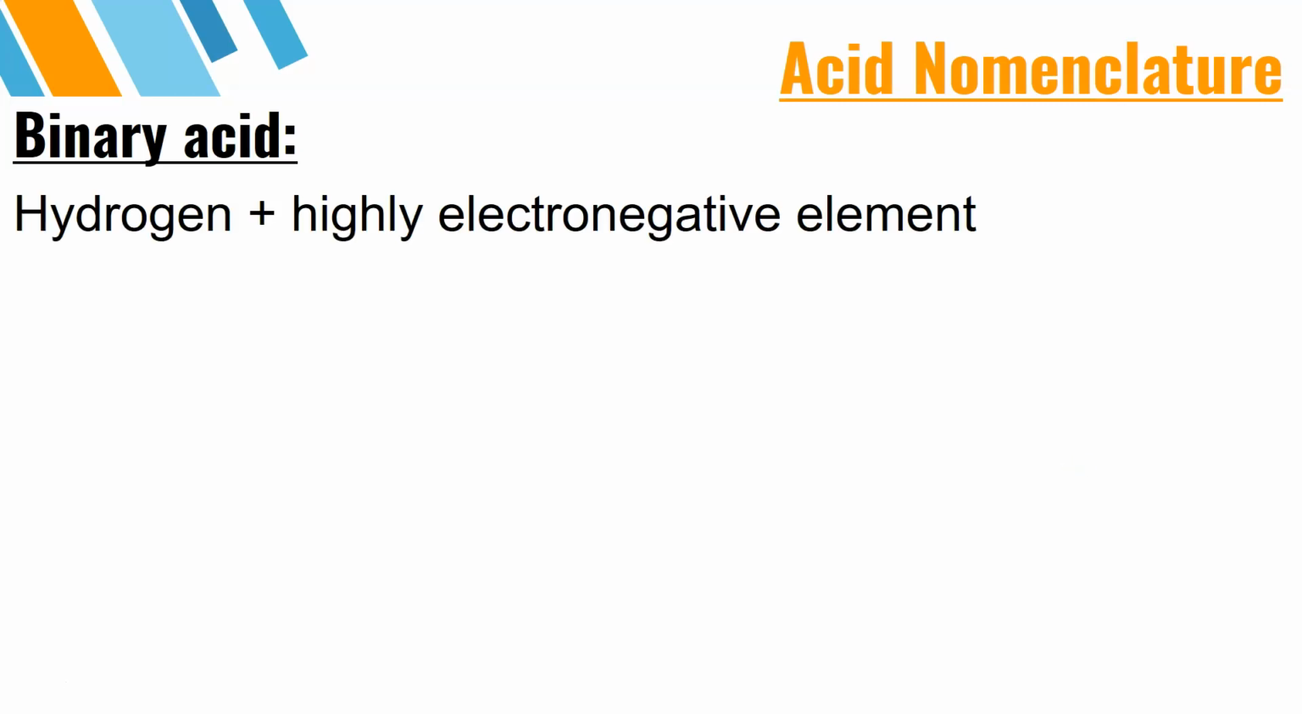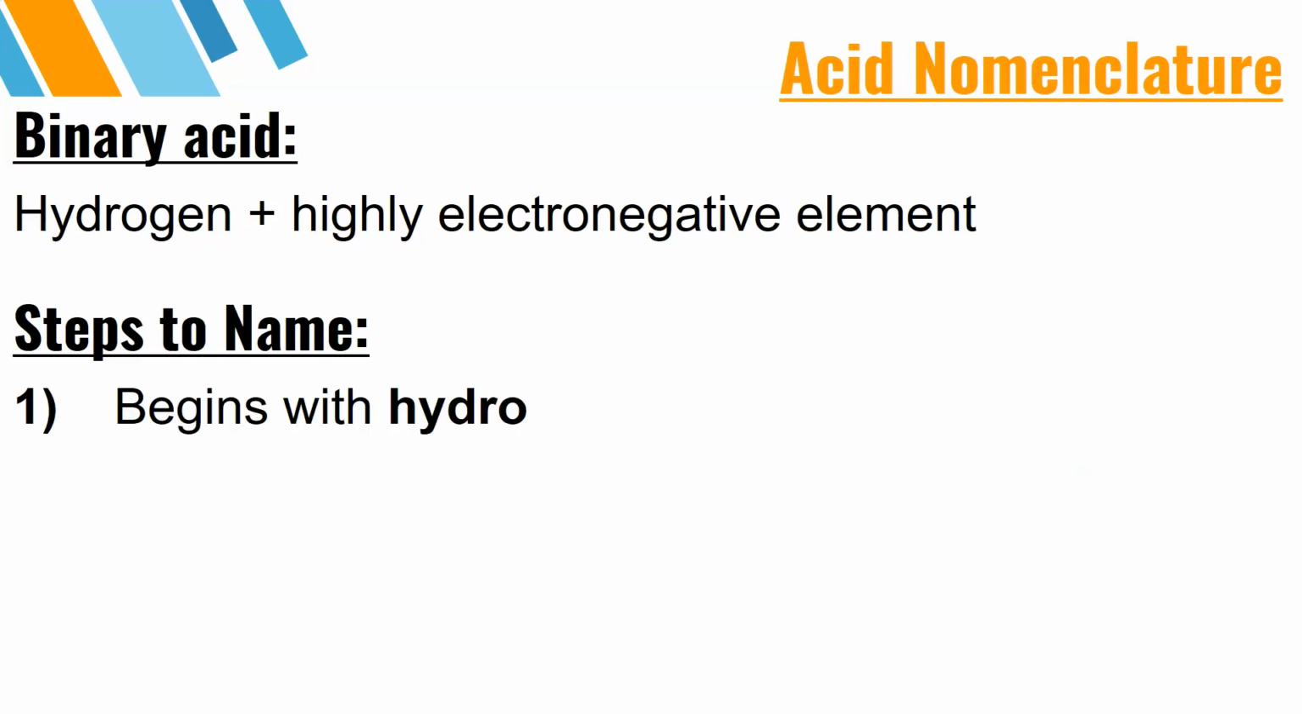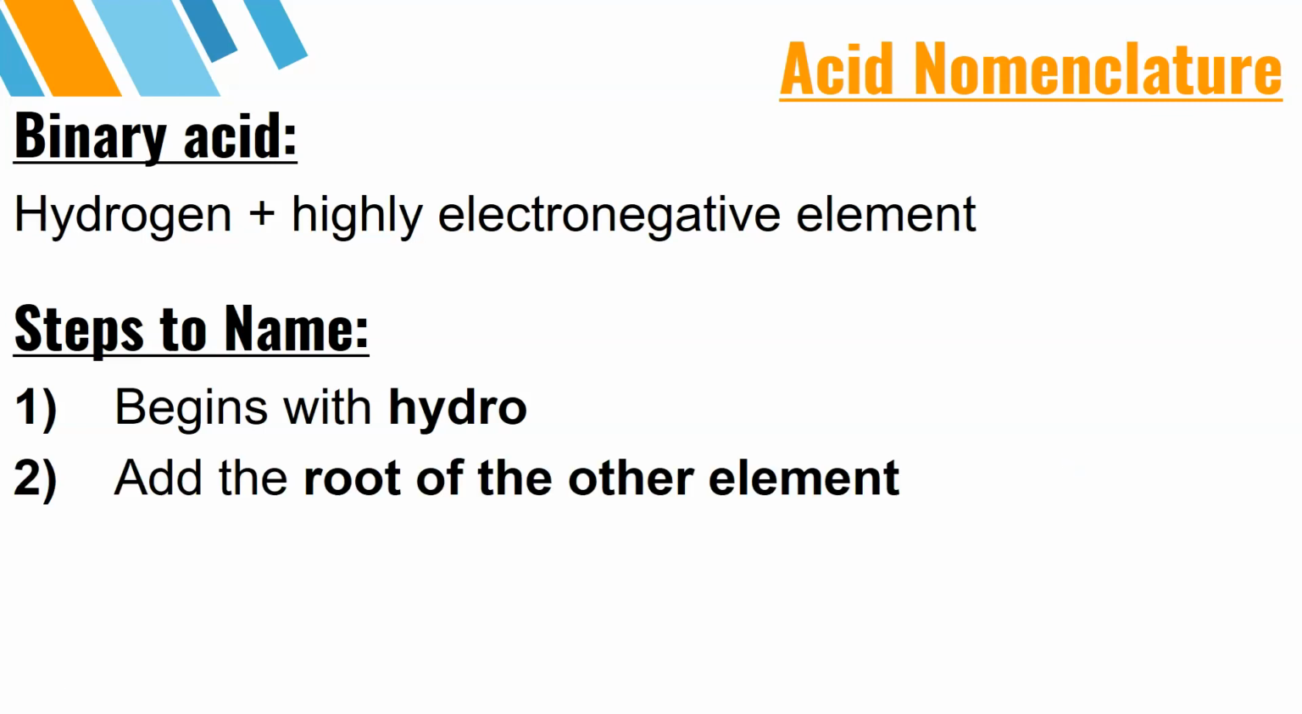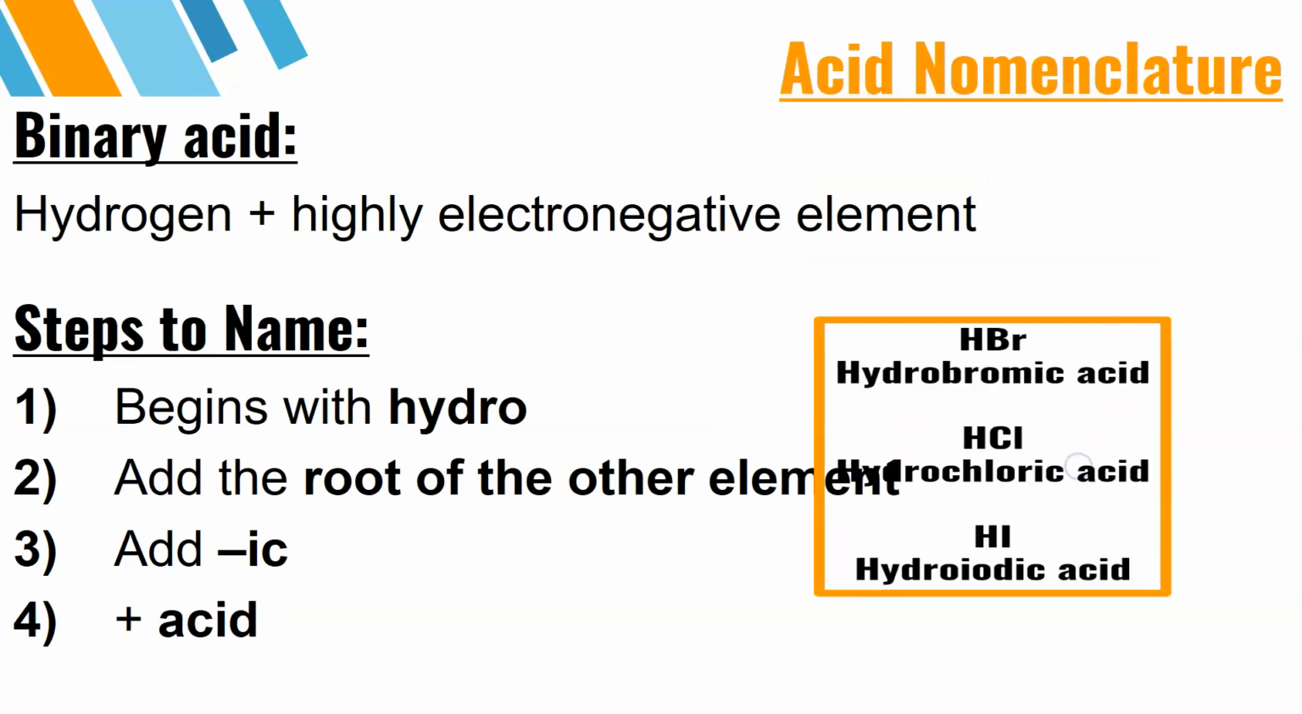So the first type of thing we're going to look at are what we call binary acids. They have a hydrogen and then something else that's very electronegative. When we name these, you're going to begin the name with hydro. That's your prefix. Then you're going to add the root of your electronegative element. At the end, you're going to change the ending to be ic, I-C, and then you end it by adding the word acid to the end.